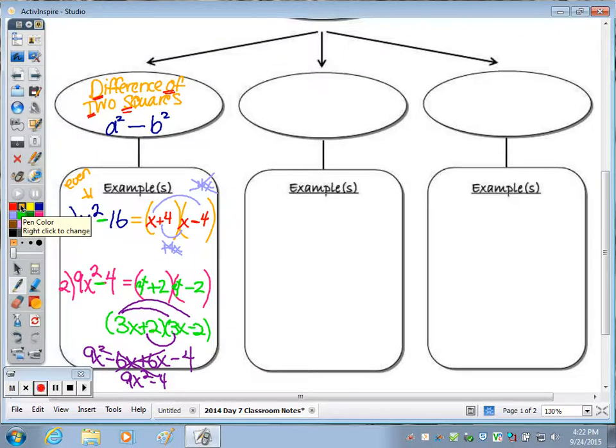So if it's not DOTS, so if it's not two terms, it's going to be three terms. So that's your trinomial factoring.